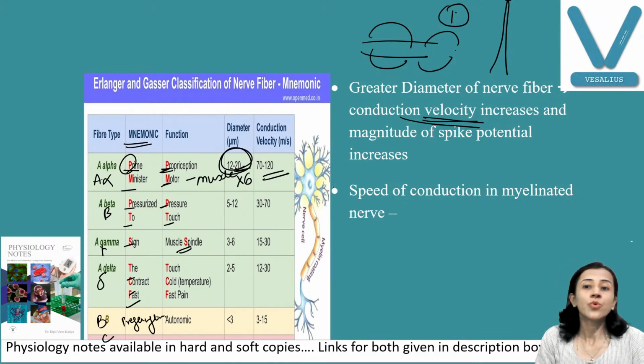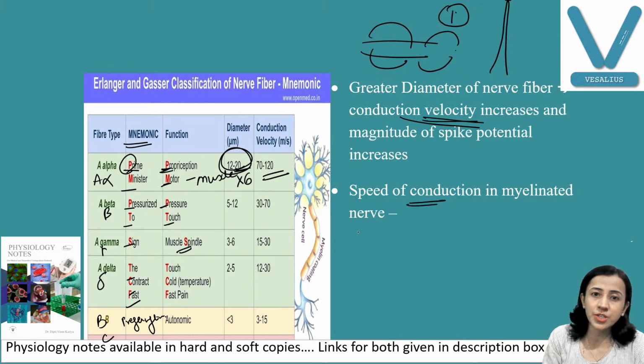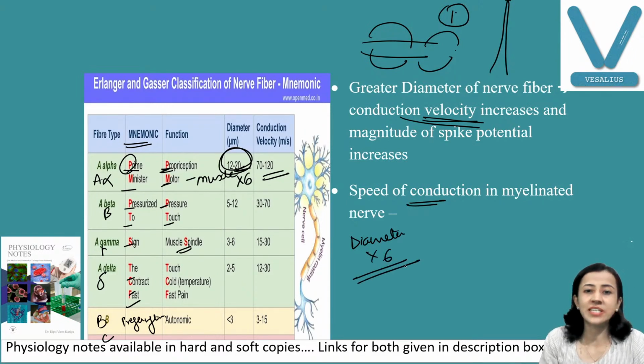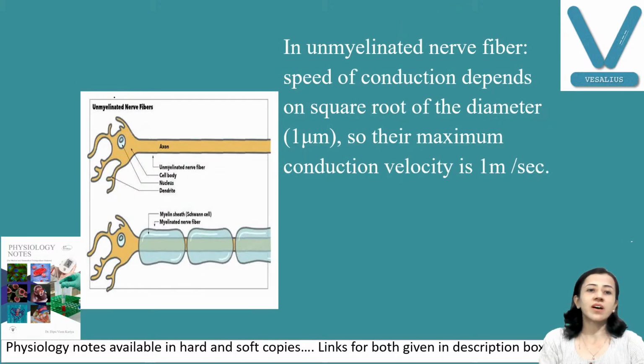Okay. Now in a myelinated nerve fiber, how to calculate conduction velocity? You have to take the diameter multiplied by 6, okay, so you will get the conduction velocity. Here you can see the diameter is 12 micrometer, multiplied by 6, your conduction velocity is 70. Fine. Now, next is if the fiber is unmyelinated.